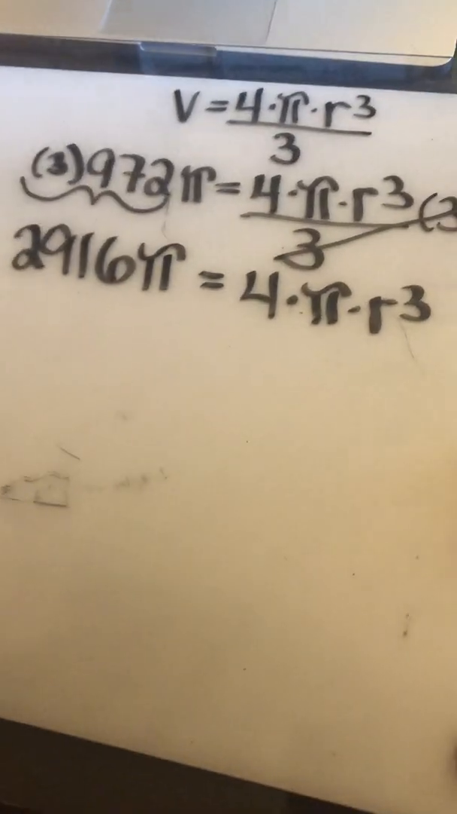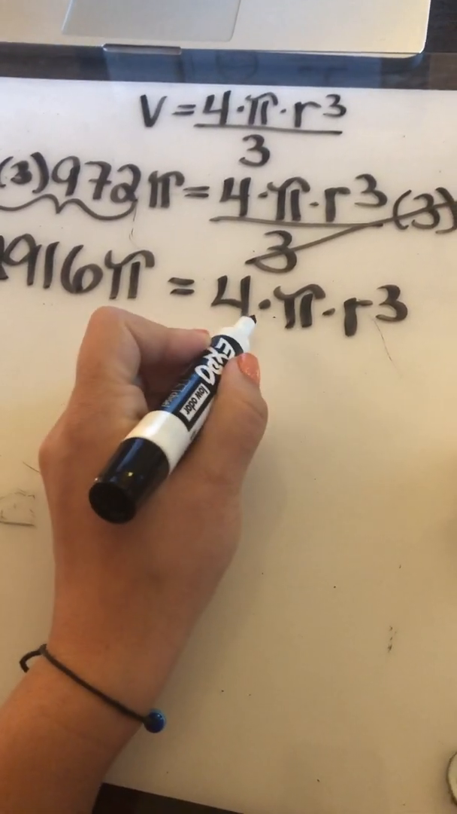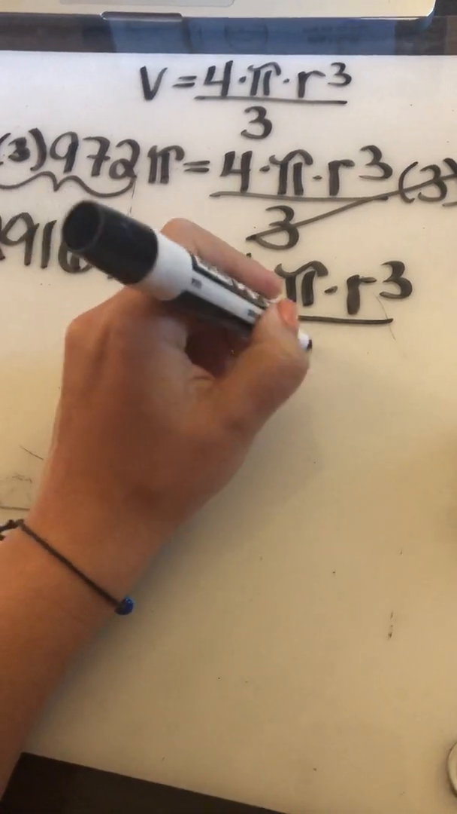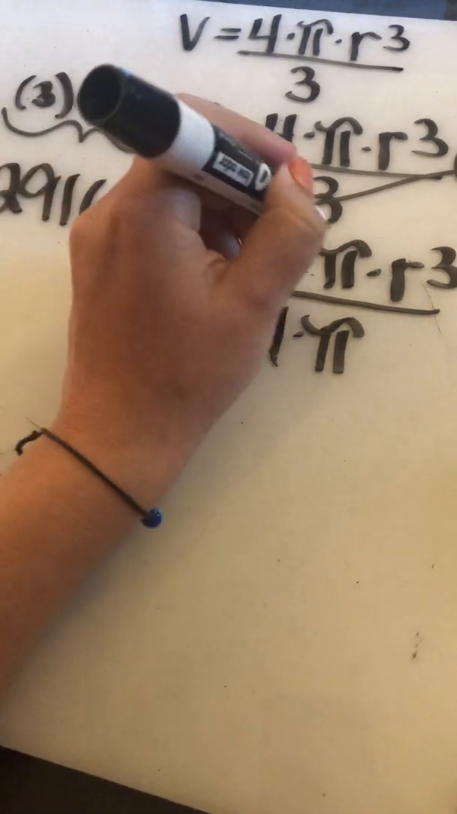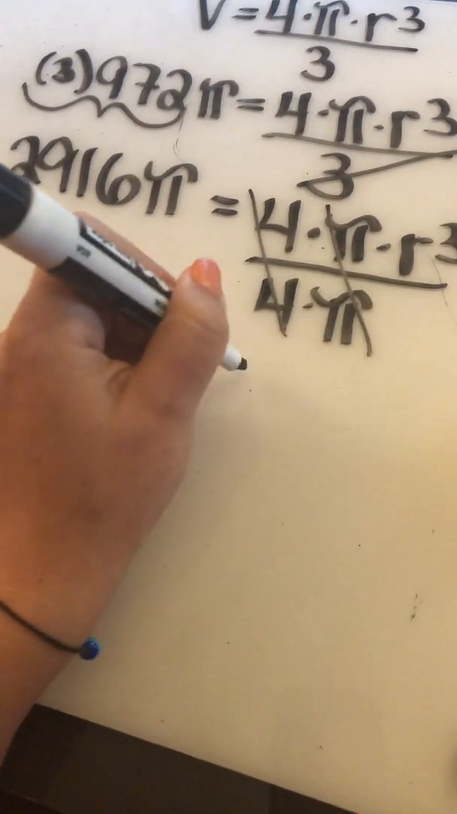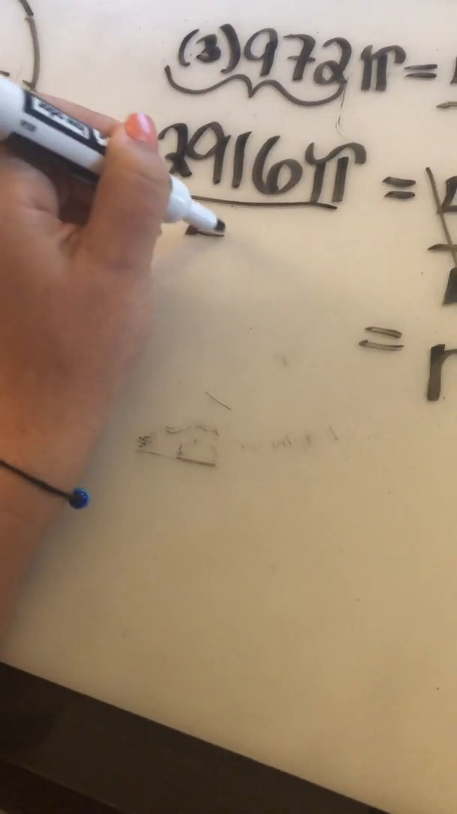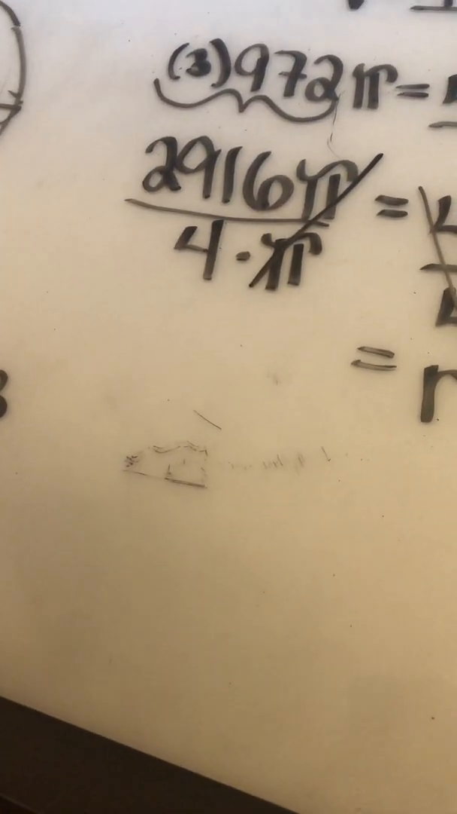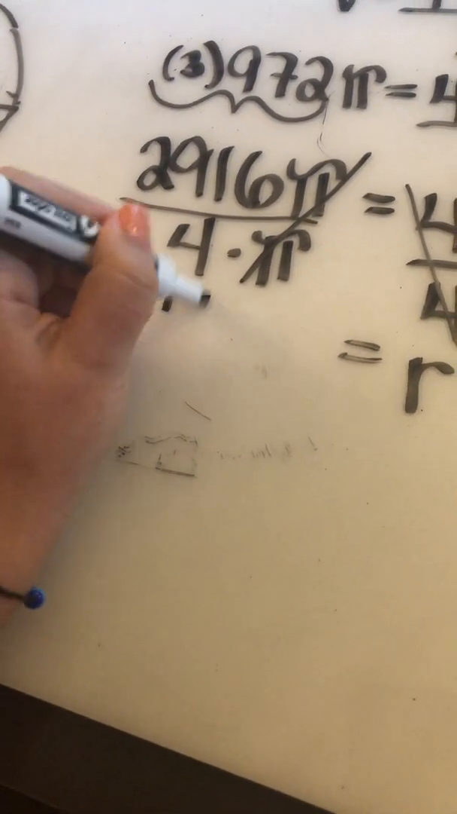Okay? Now, to get our r a little more isolated, we're going to inverse the multiplication of 4 times pi, which will be to divide by 4 times pi. When we divide by 4 times pi on the right, it's going to eliminate 4. It's going to eliminate pi. We'll be left with r cubed. We're going to do the same thing on the left side. Pi's will eliminate, and then we do 2,916 divided by 4. That's going to give us 729.